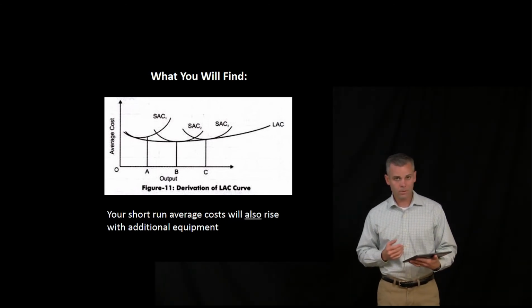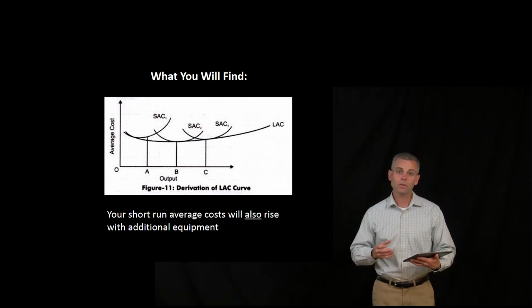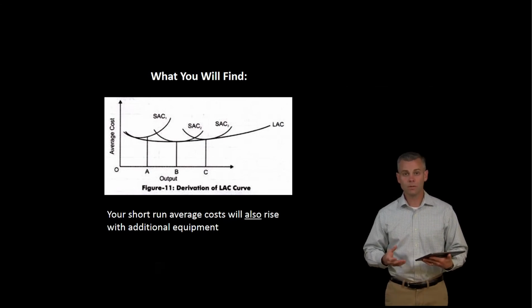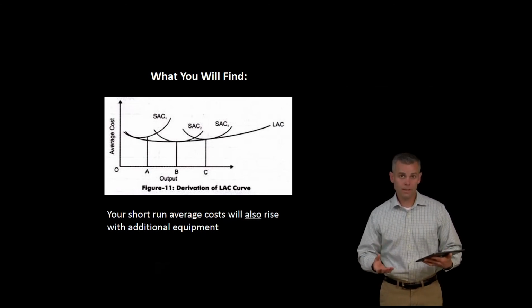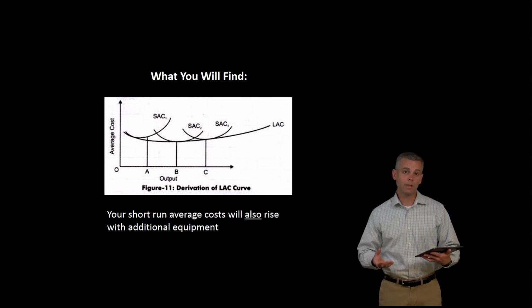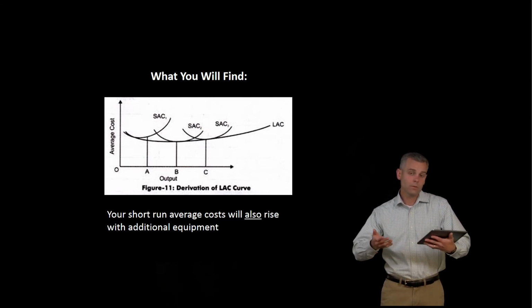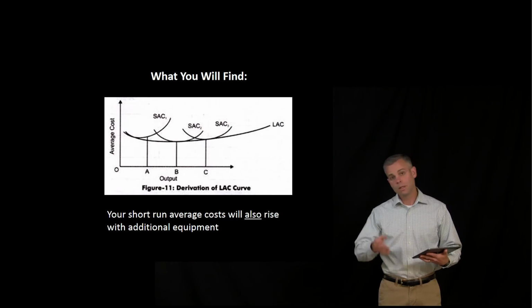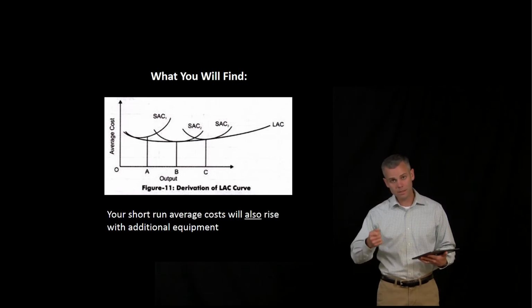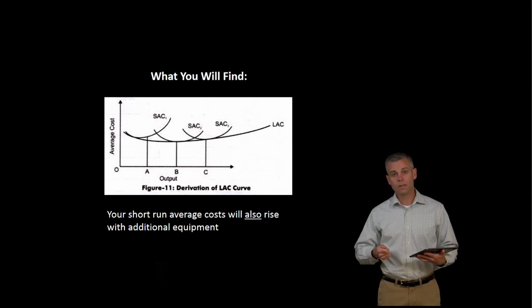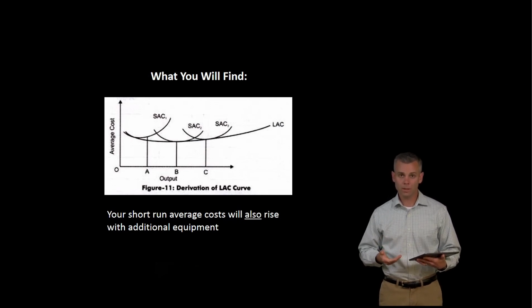Finally, you're going to determine with your short-run analysis that your short-run costs are going to rise with additional equipment. Most likely it's going to be in the form primarily of a small business loan, but even if you don't take out that small business loan, you are going to have to pay for the maintenance of the equipment. You're going to have to pay for the upkeep of that equipment. That's going to be an added short-run cost.